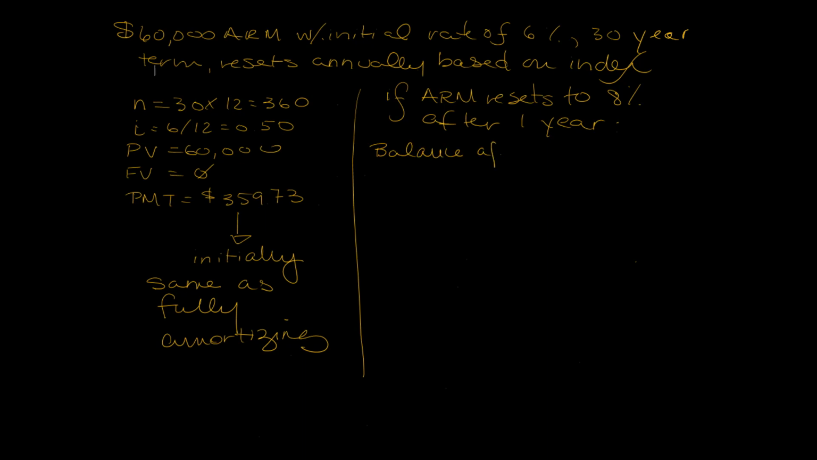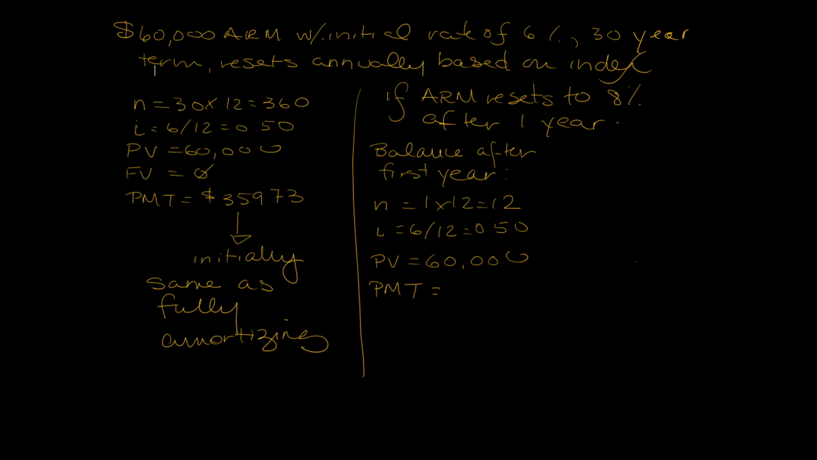So the payments that were made were just 1 year, so N is going to be equal to 1 times 12, or 12. The interest rate will still be 6 divided by 12, or 0.5, and the present value is $60,000. Our payments that were made over that year were $359.73, and we can solve for the future value and get a balance of $59,263.